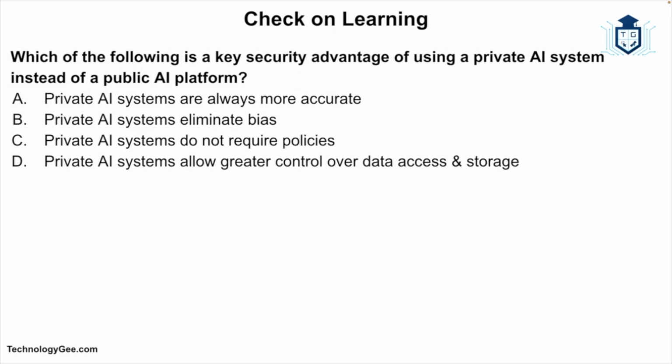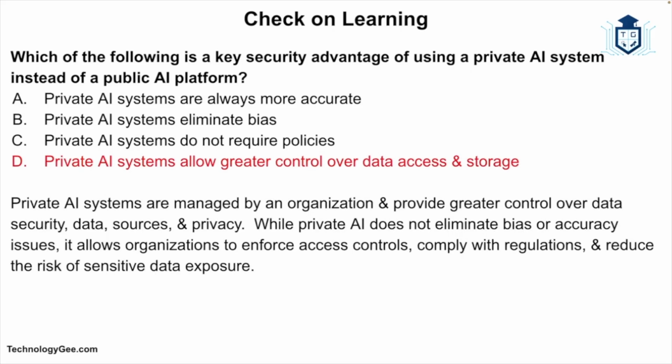And our final question is, which of the following is a key security advantage of using a private AI system instead of a public AI platform? Is it private AI systems are always more accurate? Is it private AI systems eliminate bias? Is it private AI systems do not require policies? Or is it private AI systems allow greater control over data access and storage? And the correct answer is private AI systems allow greater control over data access and storage.